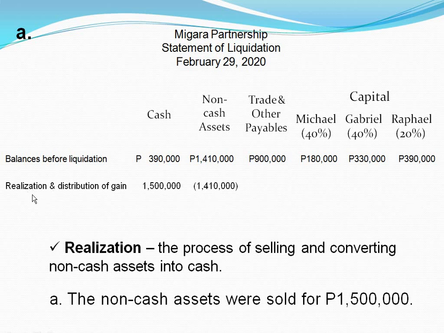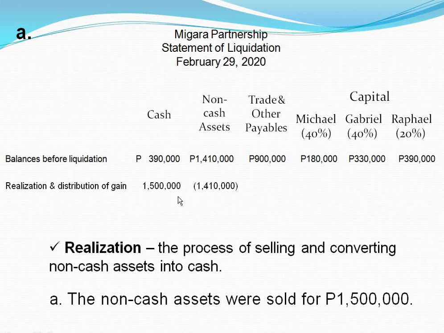Notice the description here. It's not just realization or sale of assets, but realization and distribution of gain. How much is the gain? 90,000. The difference between the 1,500,000 cash received and the carrying value of the non-cash assets. That gain of 90,000 must be distributed among the capital balances of the partners using their profit and loss sharing ratio.